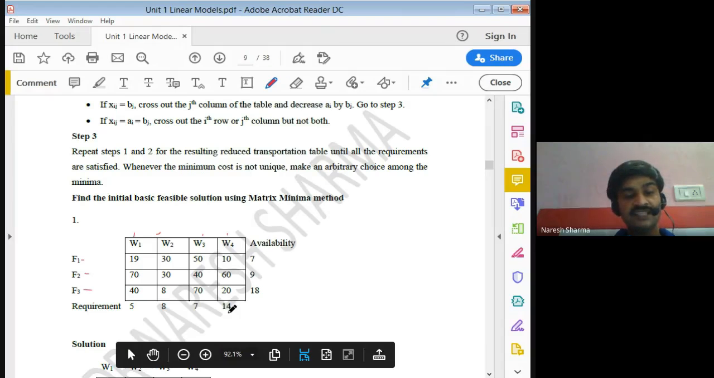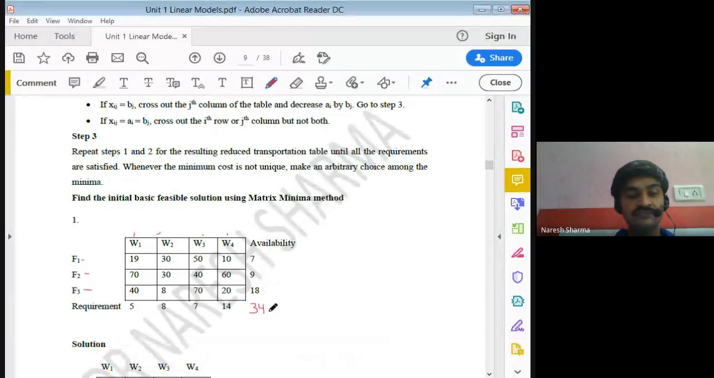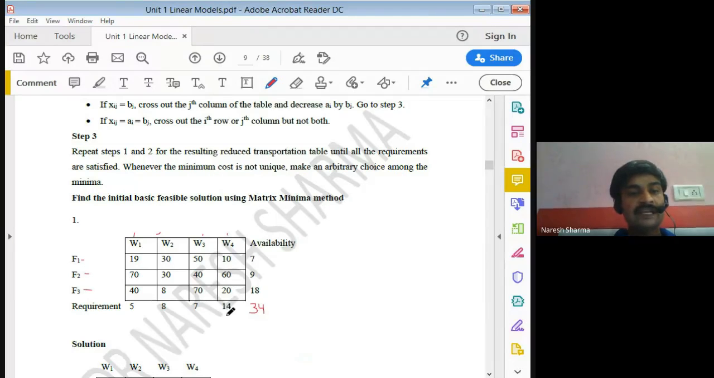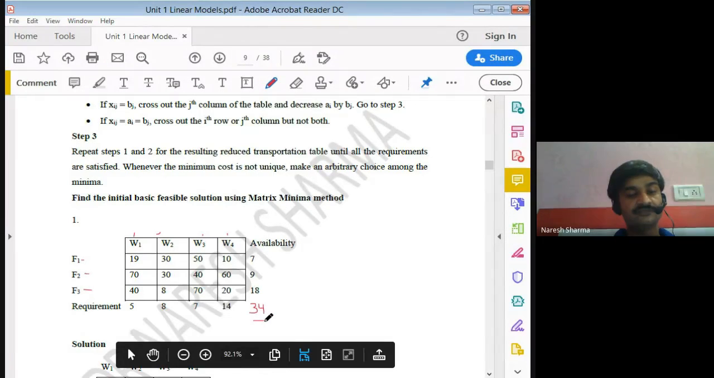If we add all these, it is 34. From the other side, you may add 7, 9 and 18, that is also 34. That means this problem is a balanced problem. So we can apply the initial basic methods to find the initial basic feasible solution if the problem is balanced. Now these are the requirements here, and these are the availabilities with factories f1, f2 and f3: 7, 9, 18 respectively.